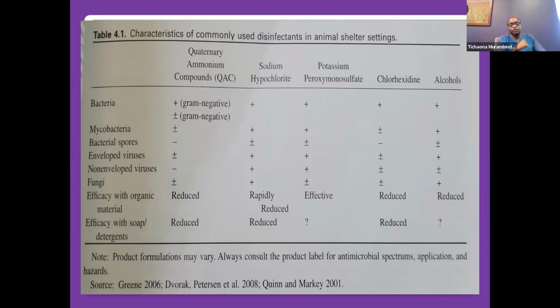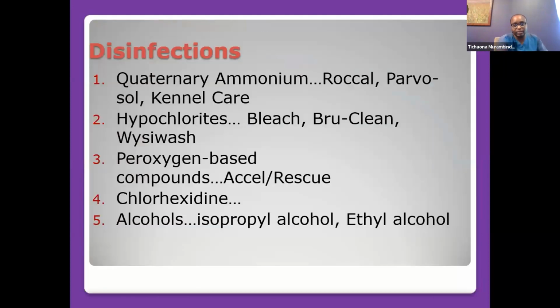If I'm going to select a proper disinfectant, the best one for dealing with all the diseases I talked about today, I would select the peroxygen-based compounds, which is one of the best ones. It is effective against most of the microorganisms I've talked about. As long as you provide the contact time, I think that's the best selection for cleaning in shelters.